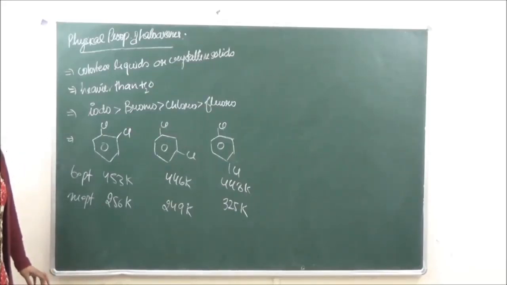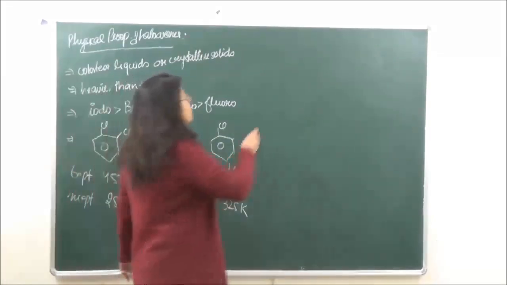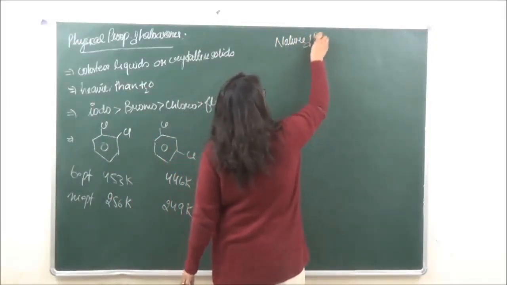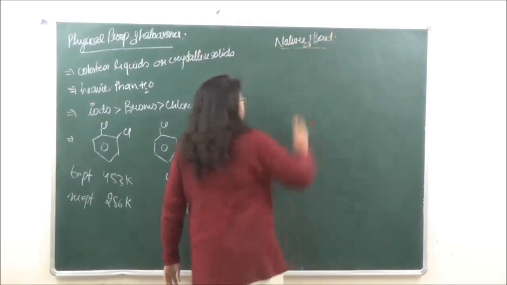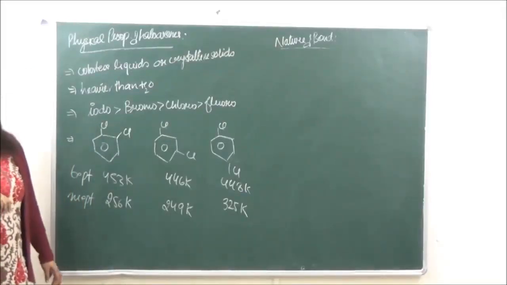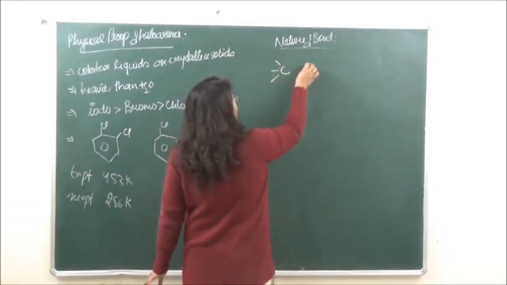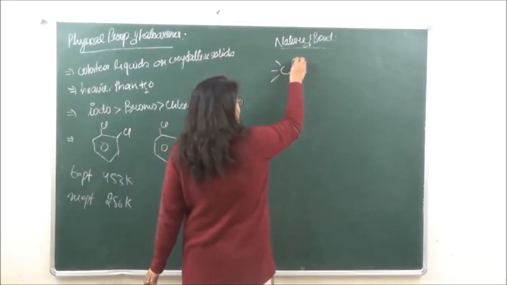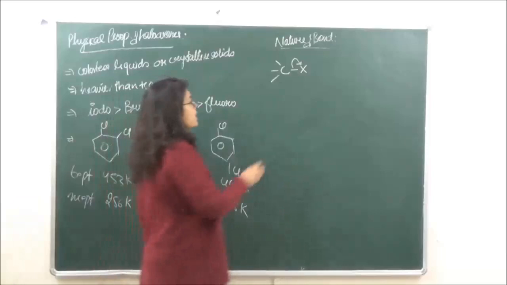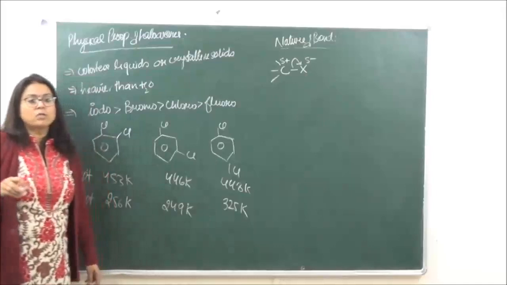So these are the physical properties of haloarenes. Now when we are talking of the nature of the bond present in haloalkanes, we know that there is a highly electronegative halogen present over here. So as I just told you, the electron pair is attracted more towards the halogen, giving the halogen a slight negative charge and carbon a slight positive charge.